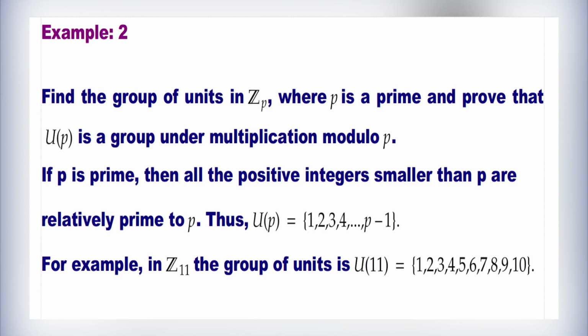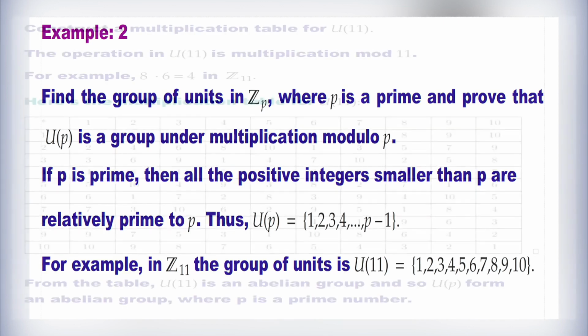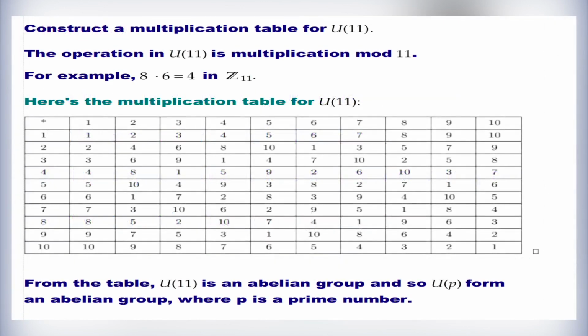For example, in Z11, the group of units U of 11 is the set of all 1, 2, 3, 4, etc. up to 10. Construct a multiplication table for U of 11. The operation in U of 11 is multiplication modulo 11. For example, 8 times 6 equals 4 in Z11.